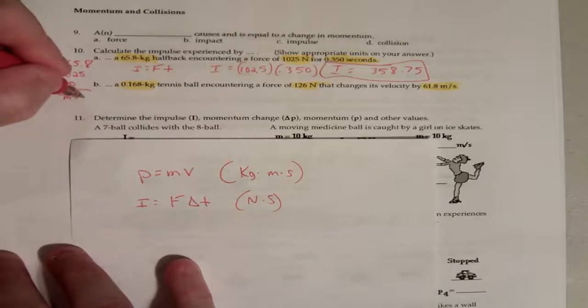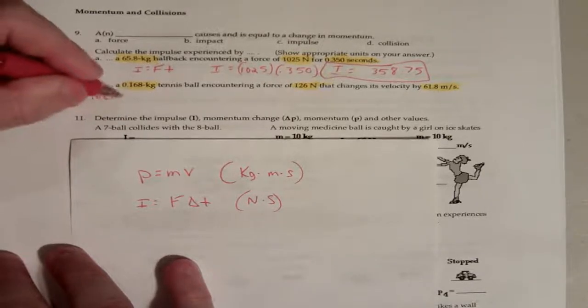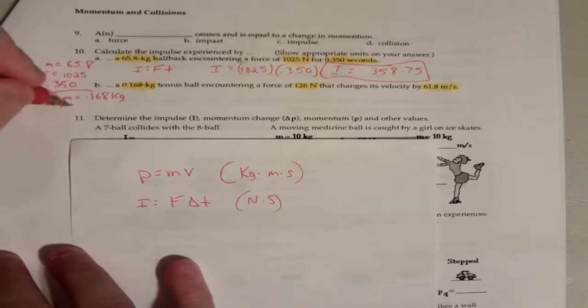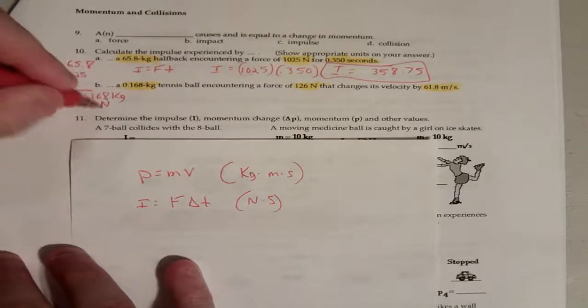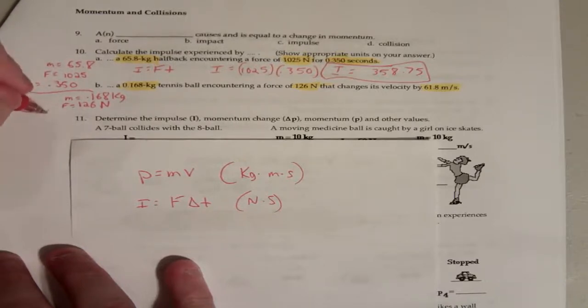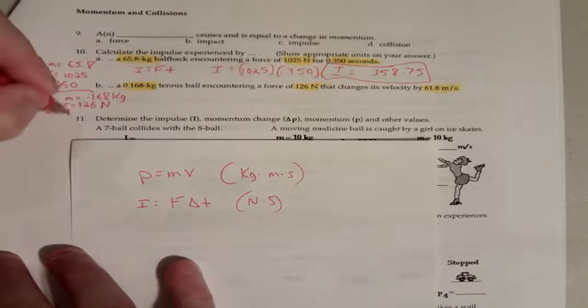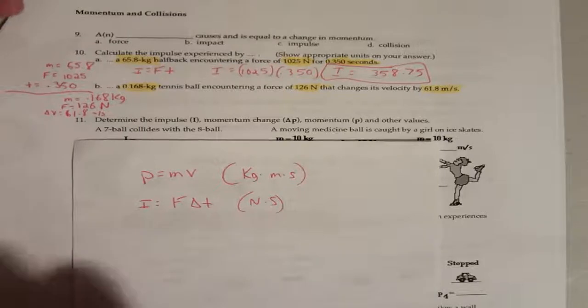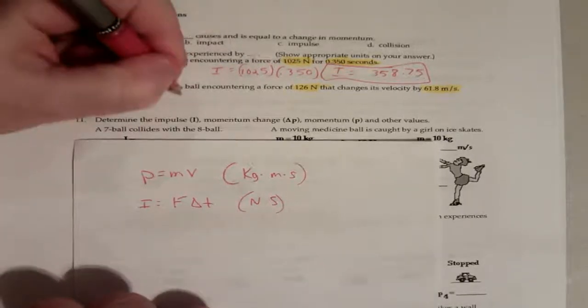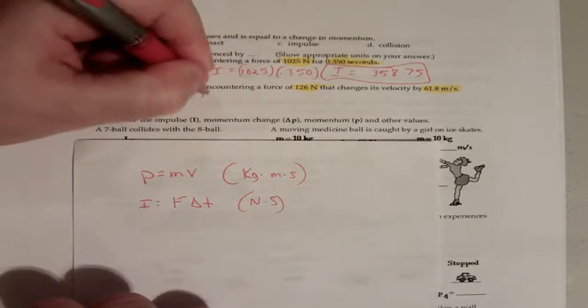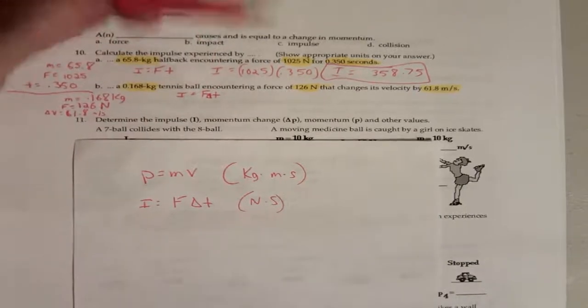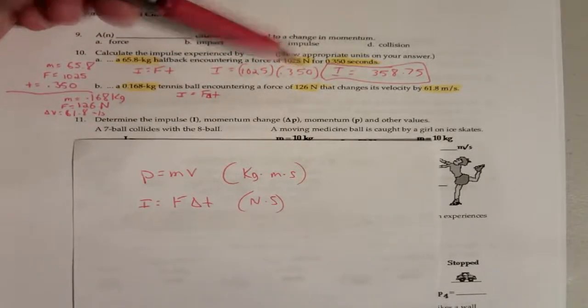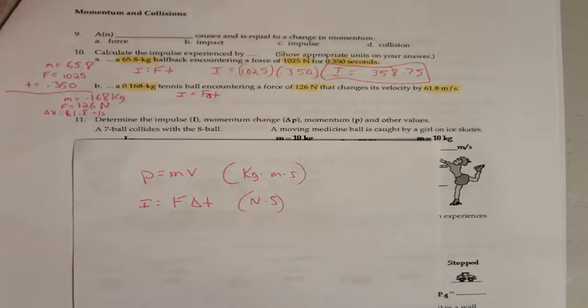Mass equals 0.168 kilograms. Force equals 126 newtons. And our change in velocity equals 61.8 meters per second. Okay, so remember, it says calculate the impulse. So we know that impulse equals force times change in time, right? And I also noticed that we don't have a change in time. So then it's like, well, how am I going to find this? If I have force, I don't have time, how am I going to do this?